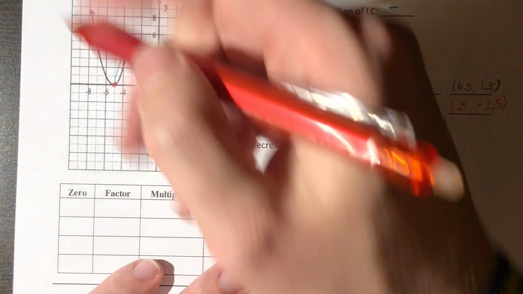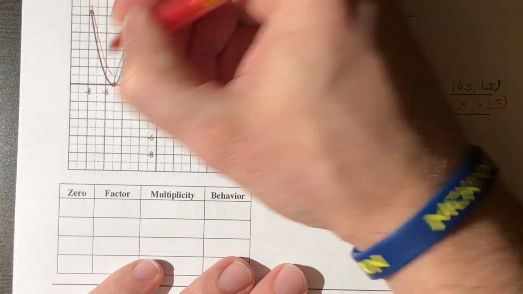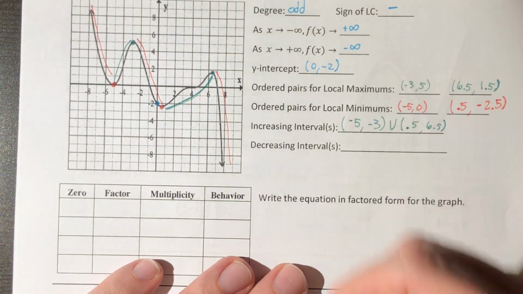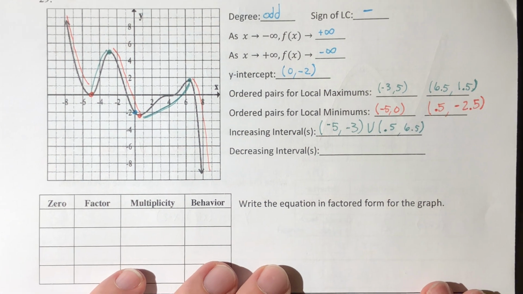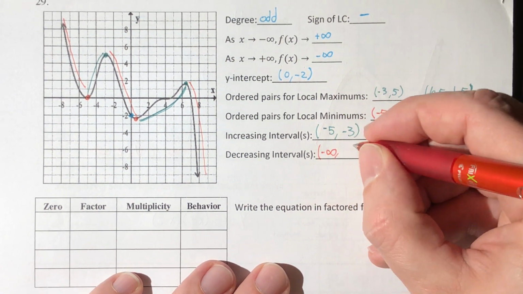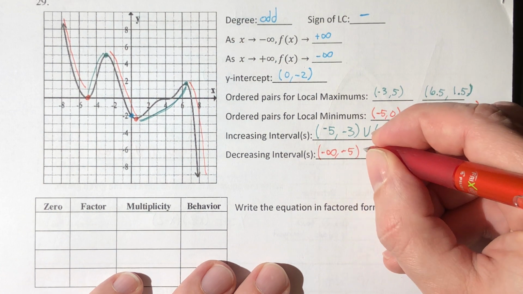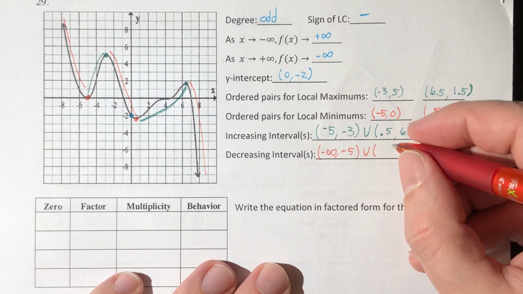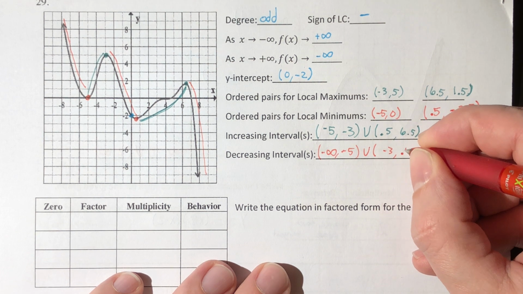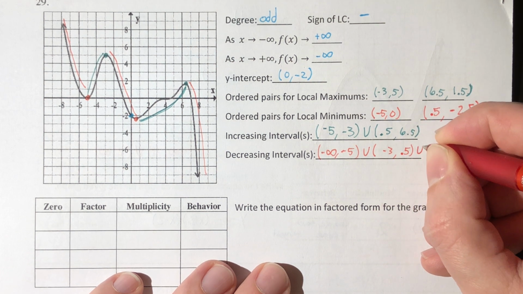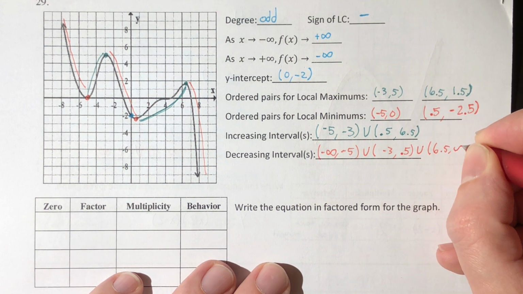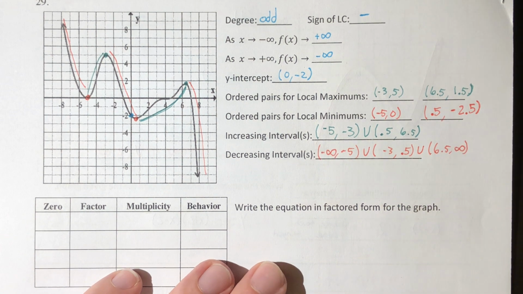My decreasing intervals would be here, here, and there. So I have 3 decreasing intervals going from -infinity to -5, and also from -3 to 0.5, and also from 6.5 to infinity.